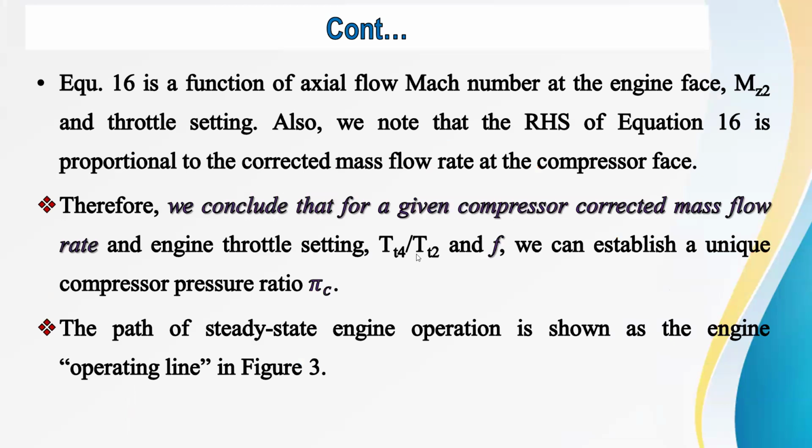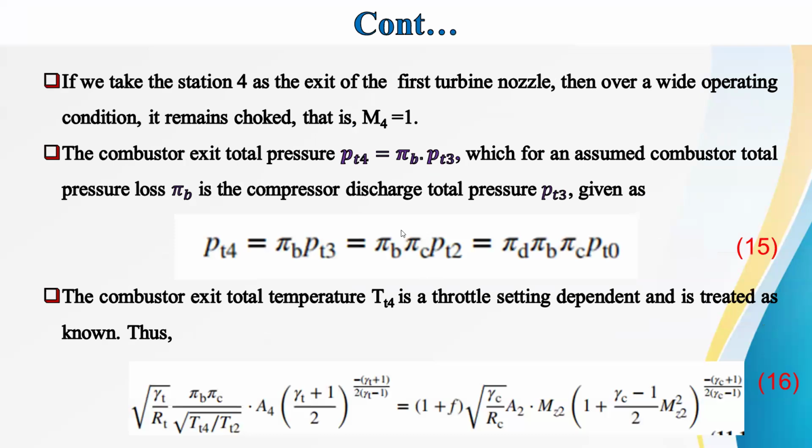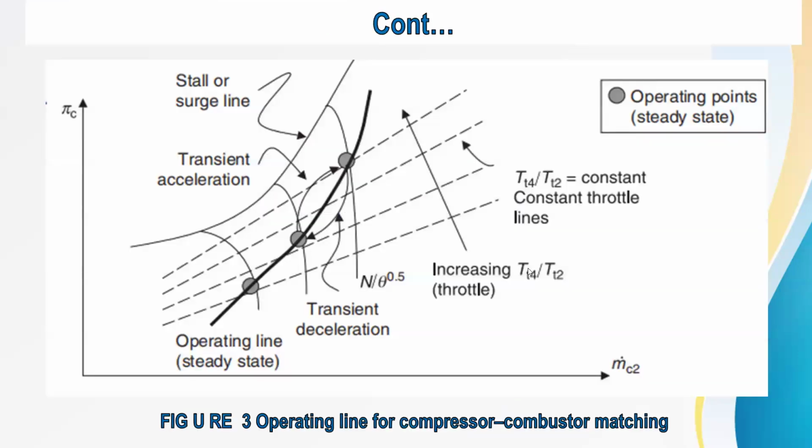We conclude that for the given compressor, corrected mass flow rate, engine throttle setting TT4 to T2, and the fuel to oxidizer ratio, we can establish a unique compressor ratio pi c. So pi c is the compressor ratio.